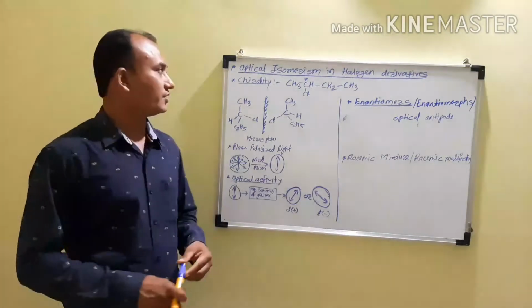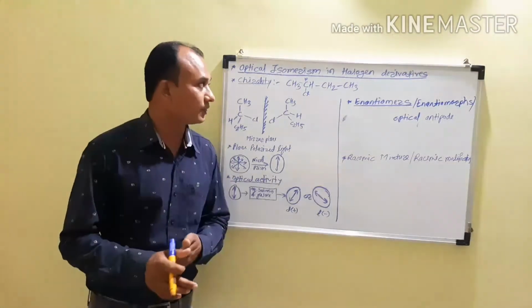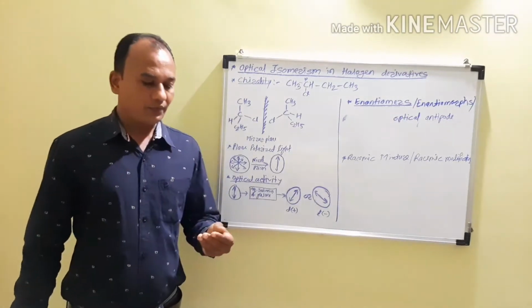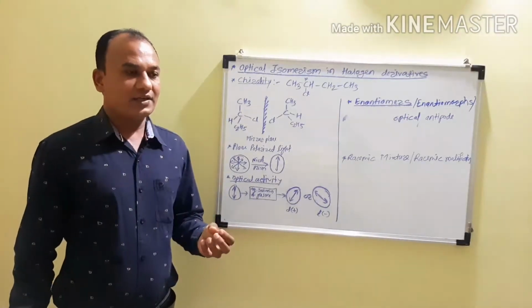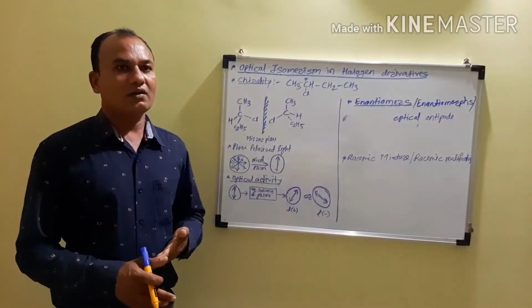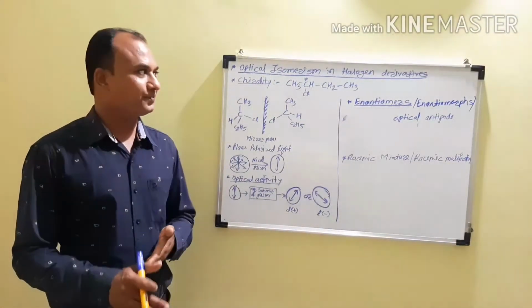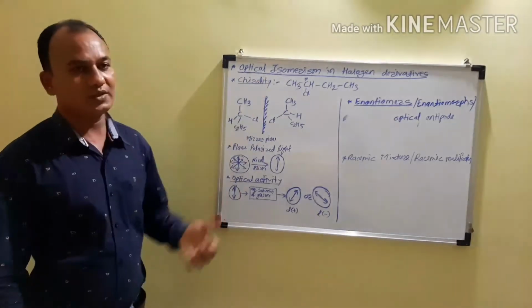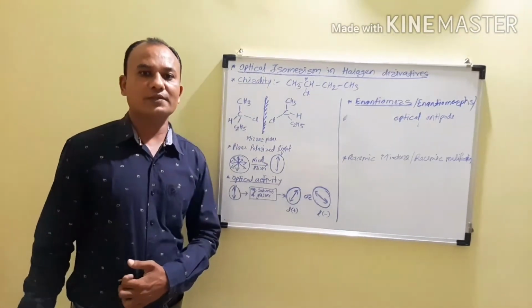The next topic is the optical isomerism in halogen derivatives. Now, last year we studied stereoisomerism, and optical isomerism is a part of stereoisomerism.